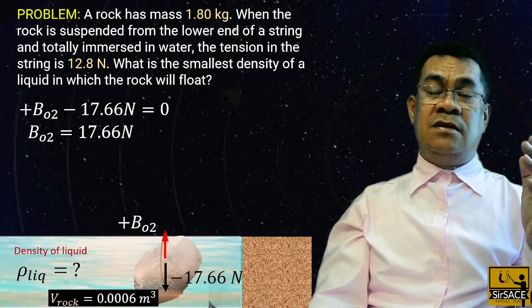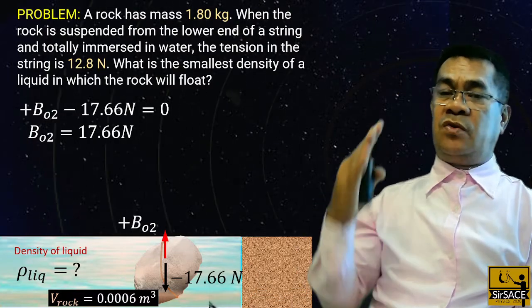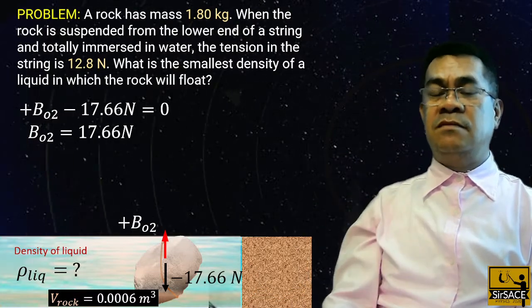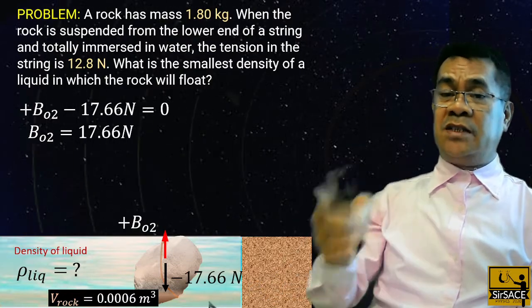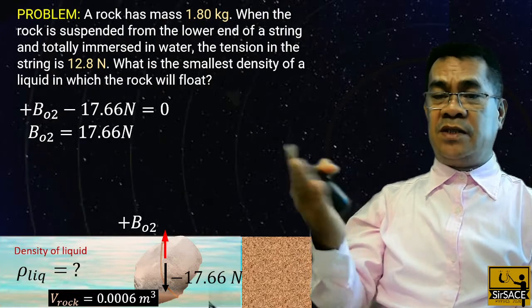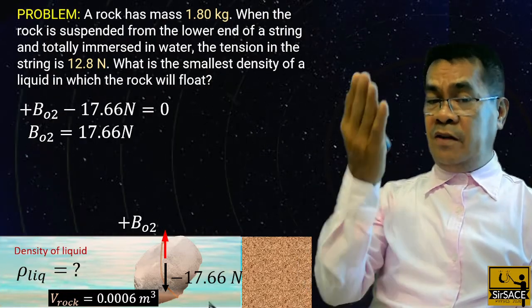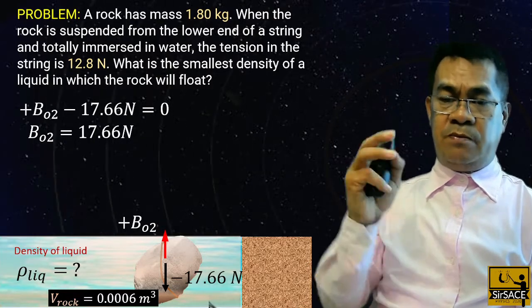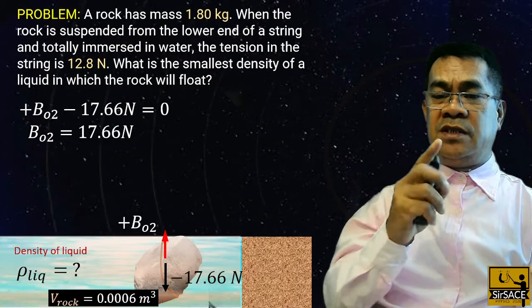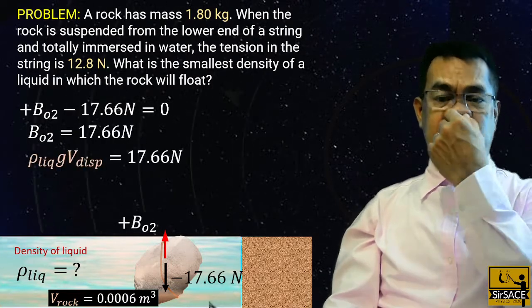Now what is buoyant force? Using the principle of Archimedes, it is rho g v. Meaning the density, which is unknown, we don't know the answer. The acceleration due to gravity is given, constant. And the volume of the rock. Remember, the volume of the rock was already computed in our previous calculations. It is 0.00306 cubic meter.